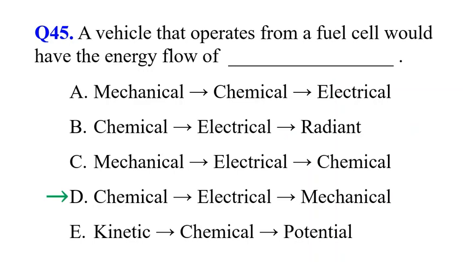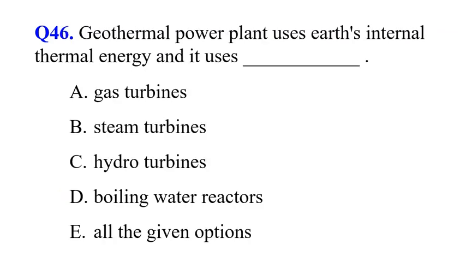If you take a car or vehicle with a fuel cell, what is the energy flow? It's a chemical reaction which gives you energy, and it is stored in a battery in the form of electrical energy you can use later. Then when you turn your wheels, when you drive your car, that is kinetic energy or mechanical energy. So chemical energy to electrical energy to mechanical energy is the energy conversion. Question number 46.